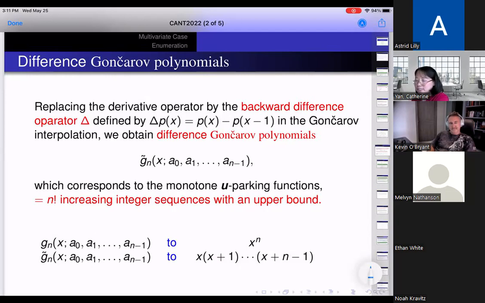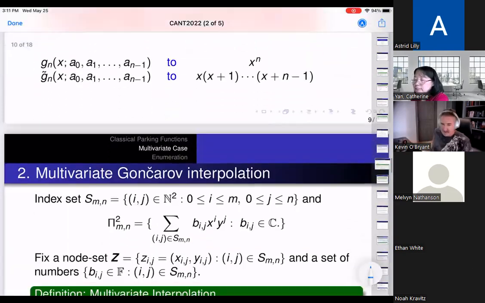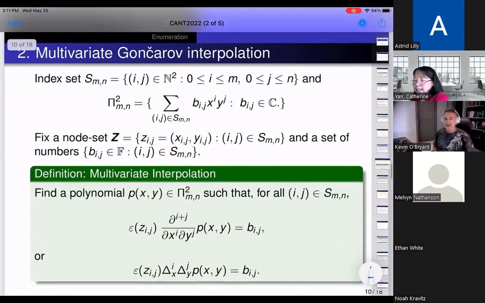So you can just ignore the parking function term. The line I put at the bottom here just means that algebraically, the Gončarov polynomials and their difference analog are very similar. They share the same properties, but with small corresponding changes. So this is the classical result.